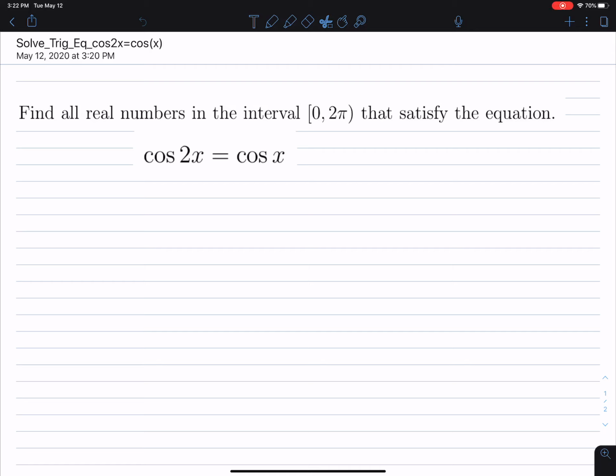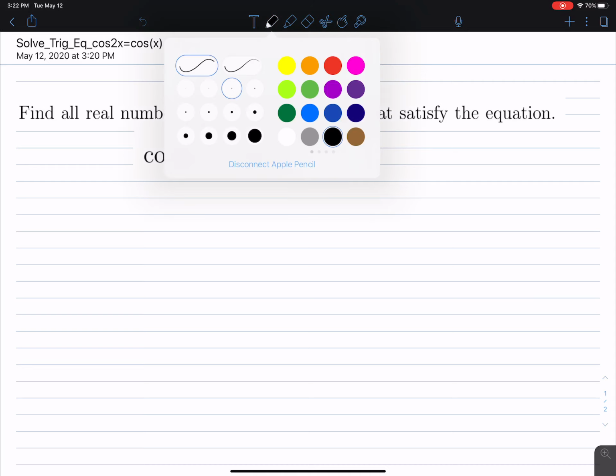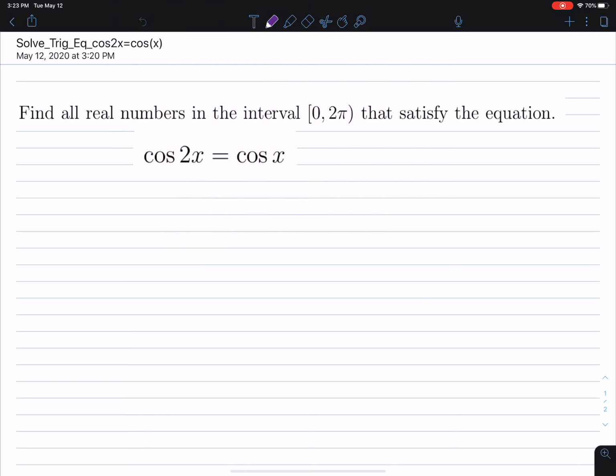Okay, we're going to solve this trig equation right here. And part of what this involves is using an identity, which is that cosine 2x is equal to cosine squared x minus sine squared x. So for our solution, we go ahead and put that in there.